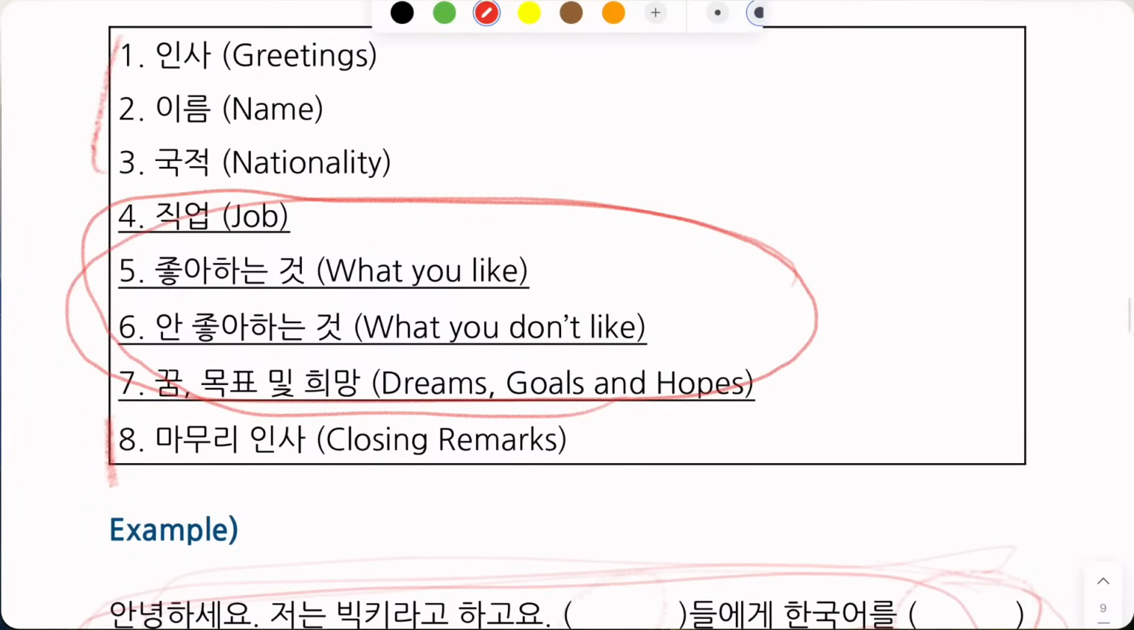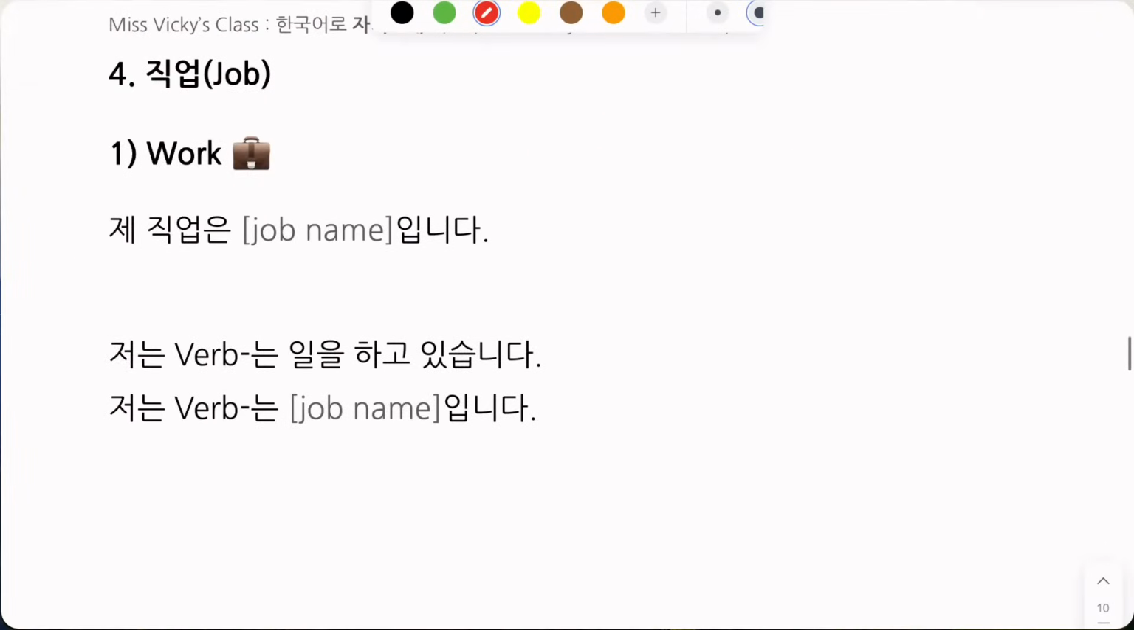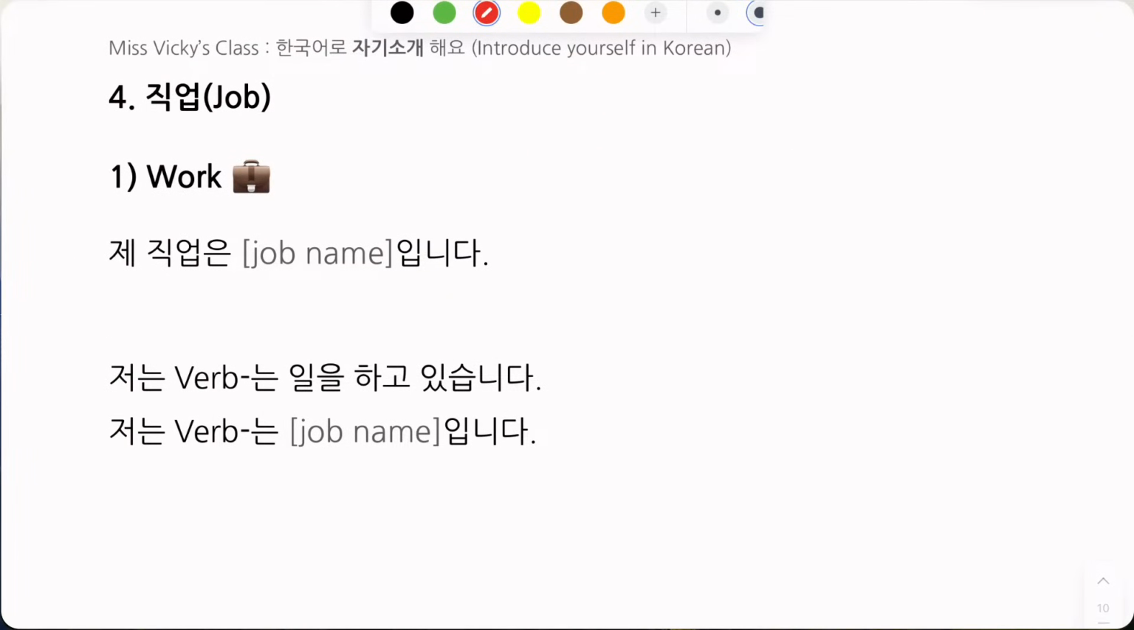So we're focused on elaborating more on your job, what you do, what you like and what you don't like, and your dreams, goals, and hopes. Let's start from job, guys.